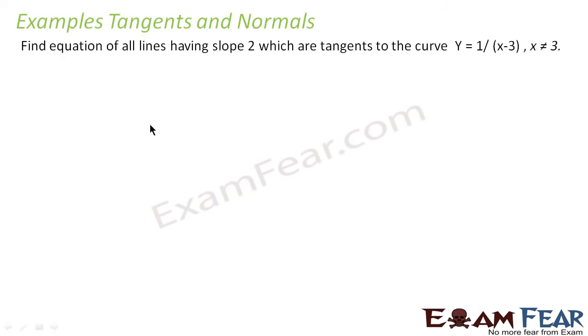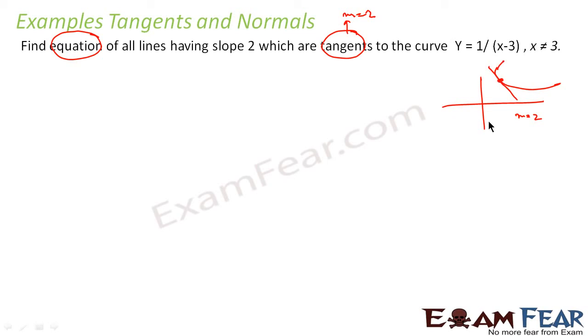Let's take one more example. Here it is a different question altogether. Here, instead of finding slopes of tangent or slope of normal, I have to find the equation of lines having slope 2 which are tangent. That is, the slope of tangent is 2, and the equation of the curve is also given. For example, this is my curve and this is my tangent. At this point, the tangent slope is 2. Now I have to find the equation of this tangent.